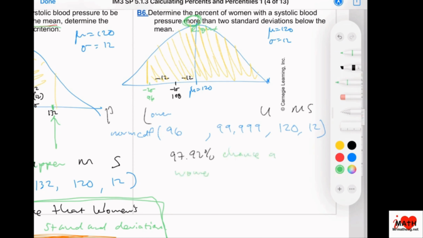A woman's systolic blood pressure is more than 2 standard deviations below the mean. And then they could have easily changed the problem to say less than, right? And you just go in that direction.